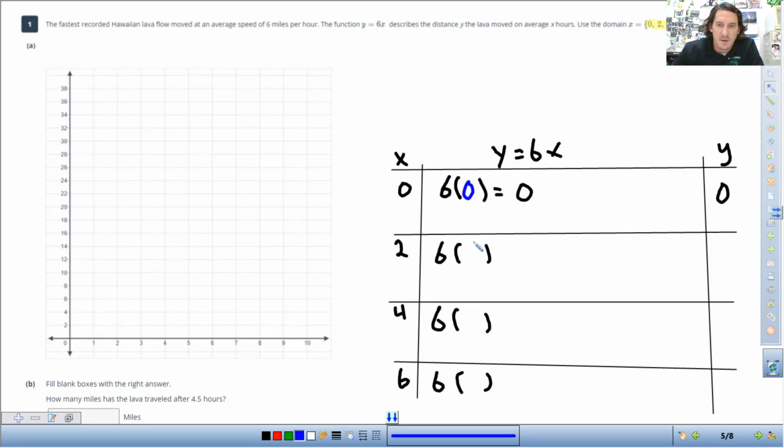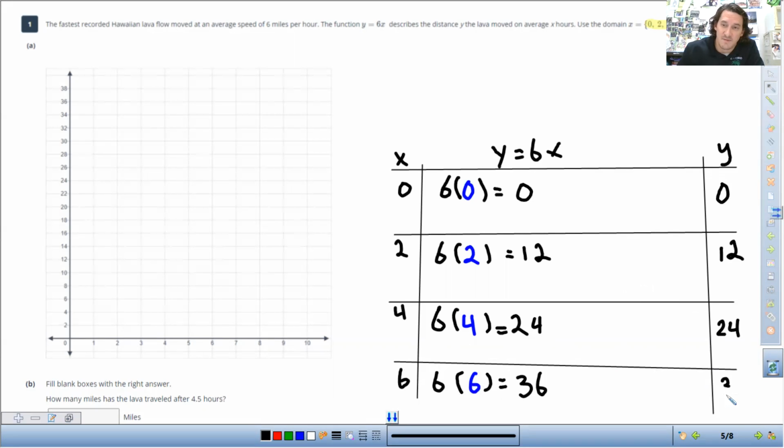This next one, an input of 2 into the function. x is 2. So 6 times 2 is 12. So an input of 2 has an output of 12. 6 times, put a 4 in here. So 6 times 4 is 24. So an input of 4 has an output of 24. And then the last one, I'm going to input 6 for x. So 6 times 6 is 36. So an input of 6 has an output of 36.